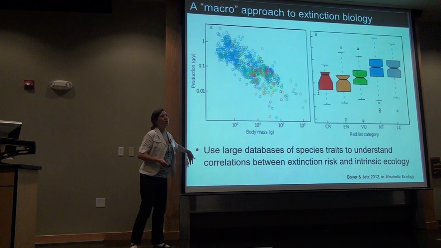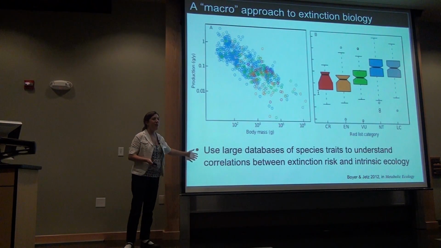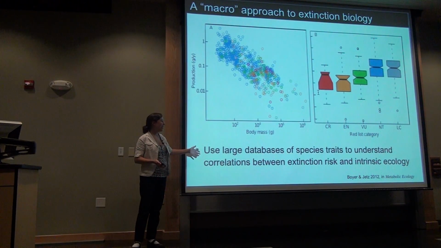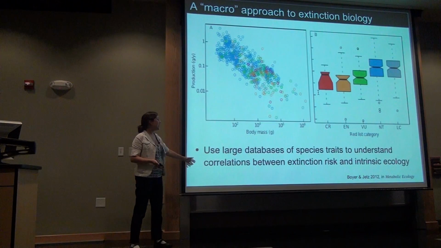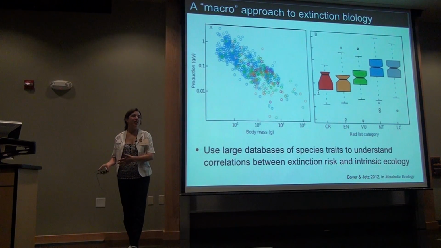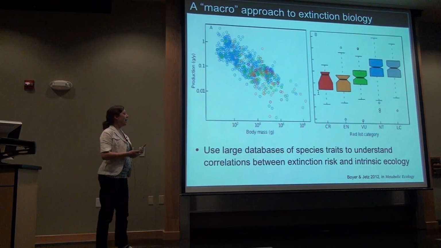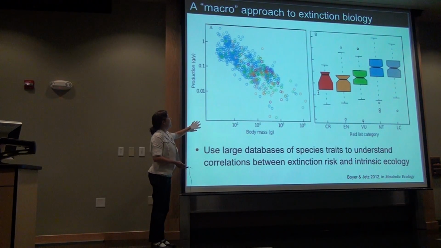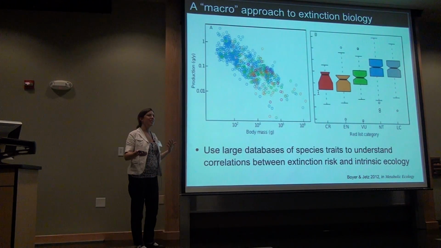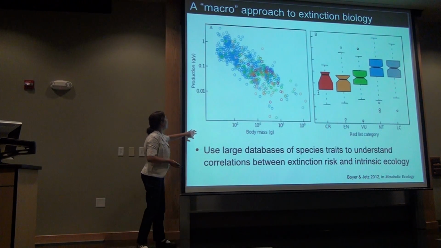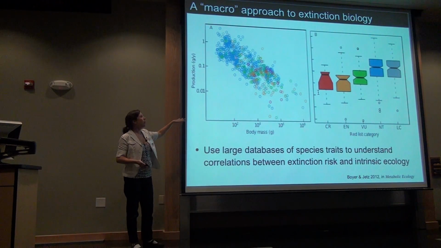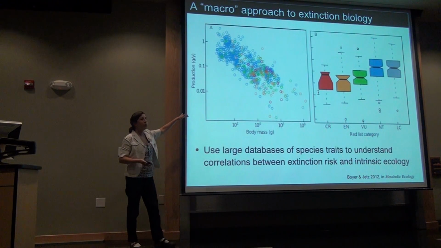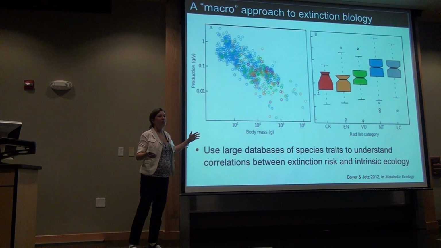So with a macroecological approach, what we do is we use a large database, basically as much data as we can get our hands on species, traits, and their distributions. And we want to understand correlations between the extinction or extinction risk and the intrinsic ecology of the species. So this figure just gives you a taste of what this research can be about. On the y-axis we have the reproductive output in terms of grams per year of mammal species of the globe.